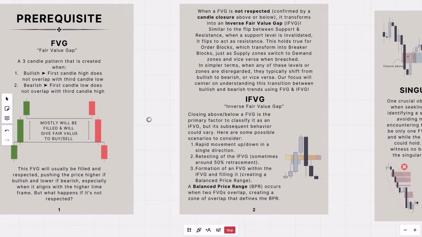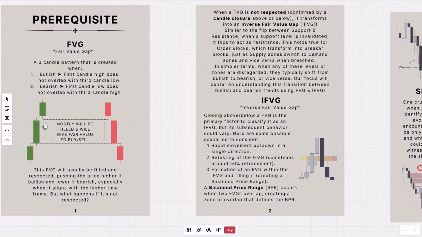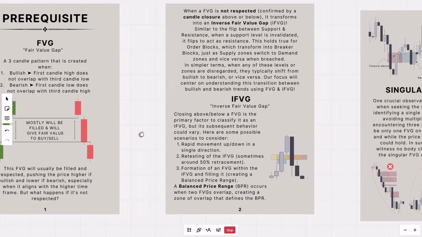Now for fair value gap, it's the same. If this fair value gap is disrespected, usually price will switch to the opposite direction and it will be an inverse fair value gap on the opposite side. So this is a bullish fair value gap. If price comes here and disrespects it, then it's going to be a bearish inverse fair value gap in this case. So inverse fair value gap. For example, this fair value gap, we can see that price did disrespect it. Then we have an inverse fair value gap in this case.